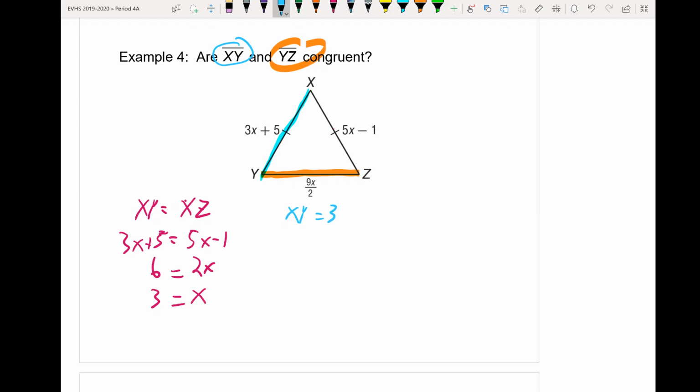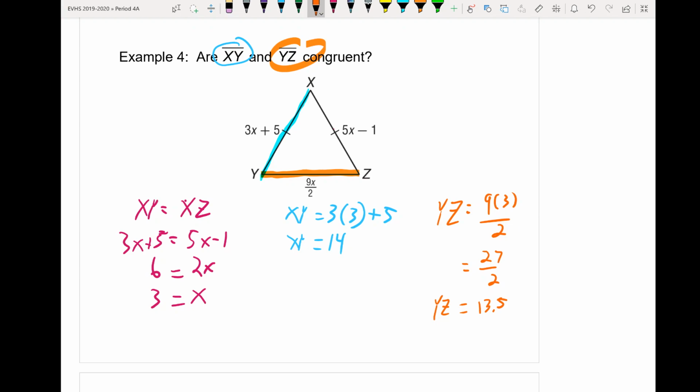XY is 3 times 3 plus 5, which is 9 plus 5. XY is 14. YZ is 9 times 3 over 2, which is 27 divided by 2, 13.5. So are segments XY and YZ congruent? No, because they do not have the same measure.